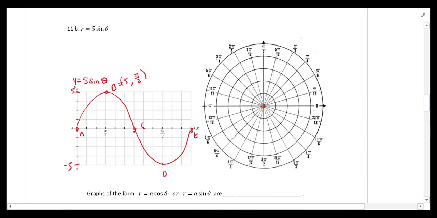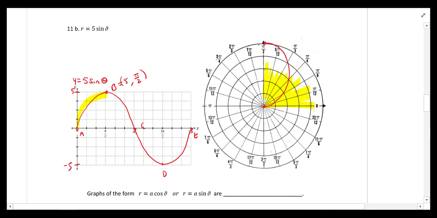So 1, 2, 3, 4, 5. And then how did I get there? So once again, in this region, I'm looking at all the angles from 0 to pi. And notice that the radius, the distance changes from 0 to 5. So I will be getting bigger and bigger and bigger and probably out to here like this.